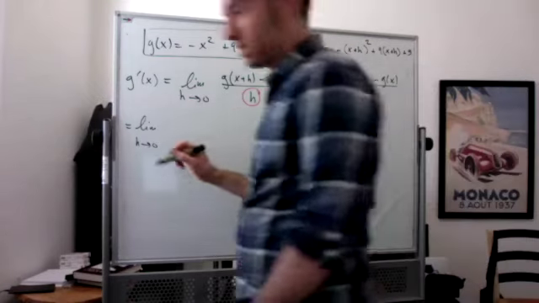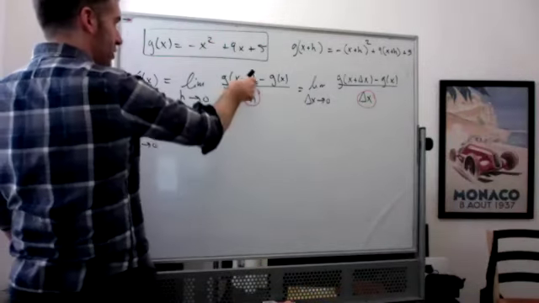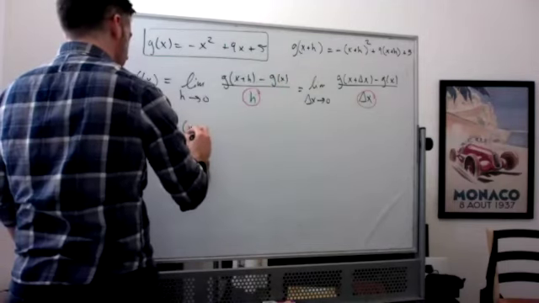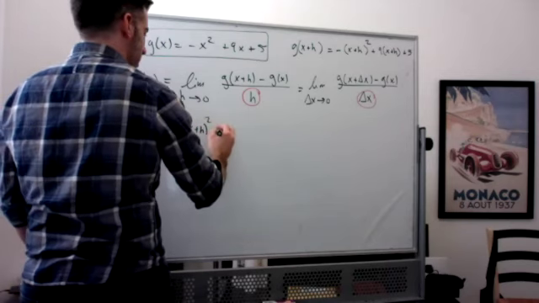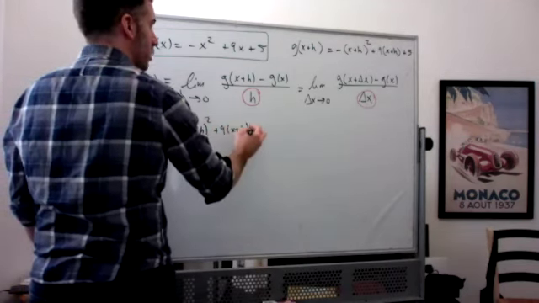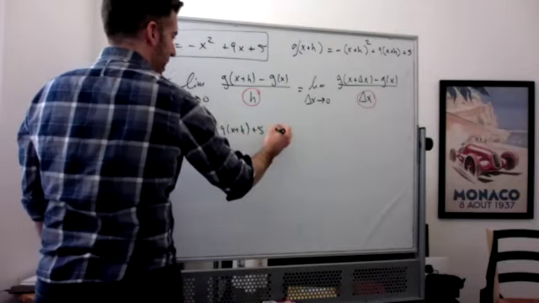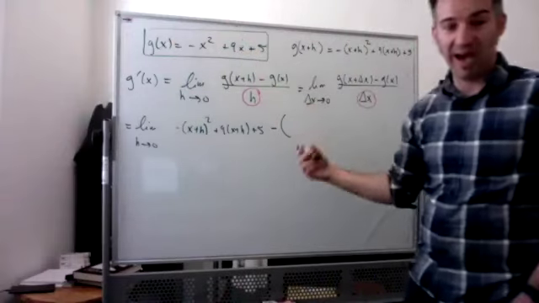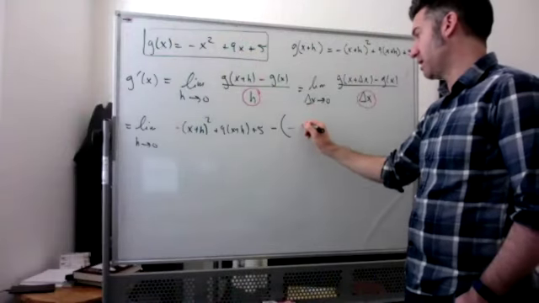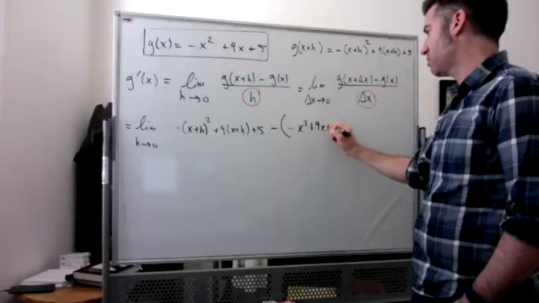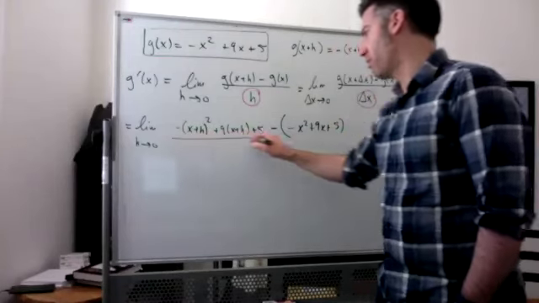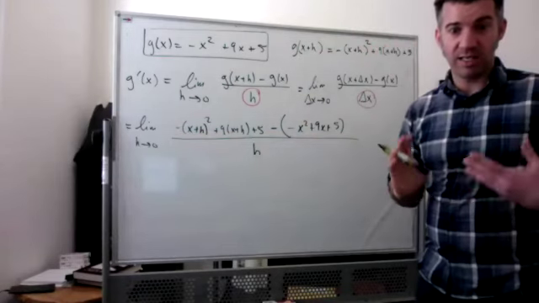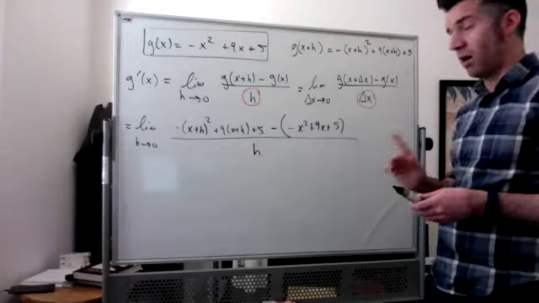So let's write it all out. It's going to be a little messy. So first, g of x plus h, that's all that. It's minus x plus h squared plus 9 times x plus h plus 5 minus all of g of x. And it's minus all of this, so you have to have parentheses. Minus x squared plus 9x plus 5, all divided by h. And then we have to simplify. A couple things to be aware of.